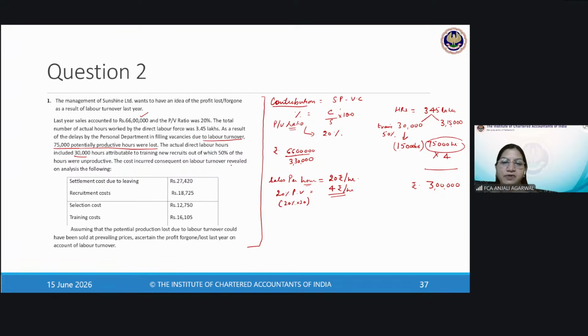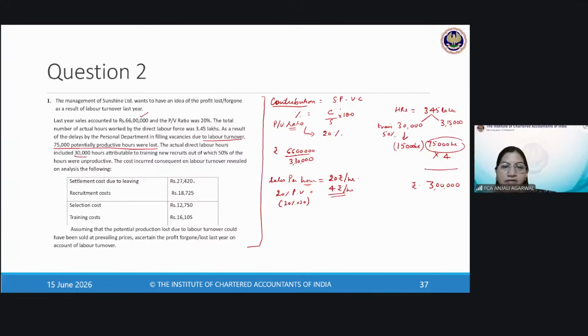The cost incurred consequent on labor turnover revealed on analysis the following. So when the worker leaves, it's not just the cost of hiring new workers and incurring the cost because of the sales forgone and thereby the profit forgone during that period when you were not able to have workforce. But you also have to give compensation and settlement charges, etc., to these workers. You have to recruit new workers. You have to train them. You have to induct them. All this also involves a lot of cost.